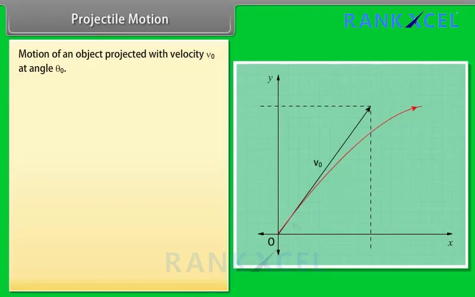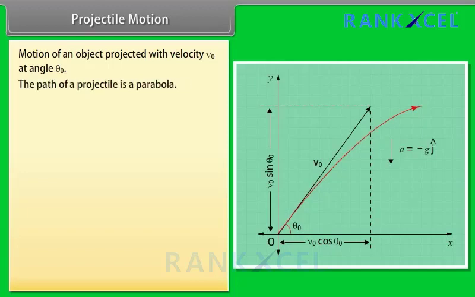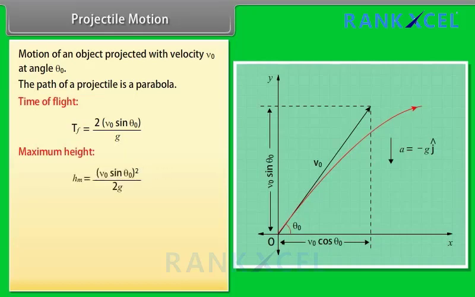Motion of an object projected with velocity v naught and angle theta naught is shown in the figure. The path of a projectile is a parabola. Time of flight of a projectile is T_f equals 2 v naught sin theta naught divided by g. Maximum height of a projectile is H_m equals (v naught sin theta naught) squared divided by 2g.